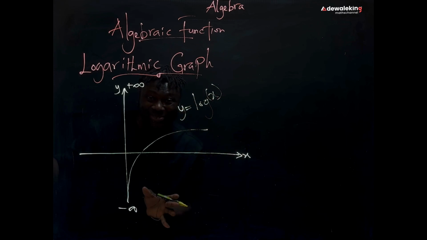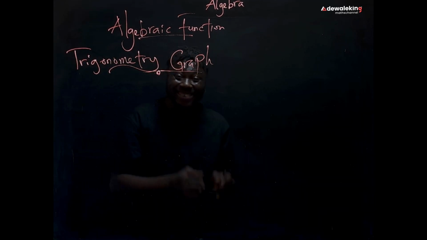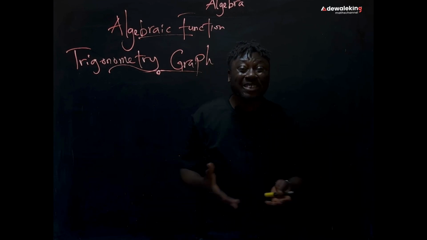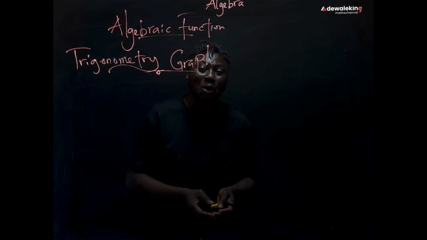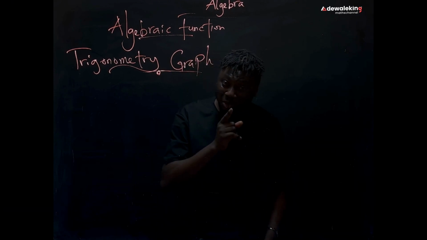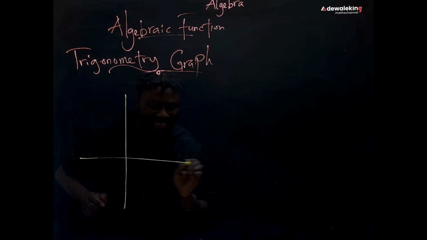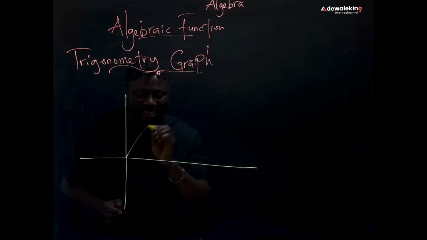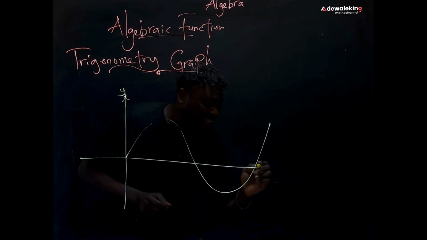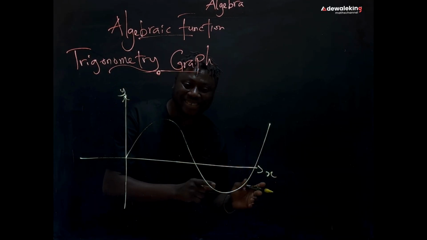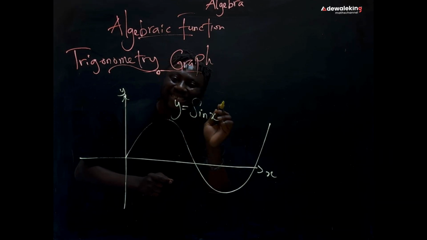This is the graph. And for the last graph, we have trigonometric graph. This graph has different shades, ranging from the sine graph, cosine graph, or the tangent graph. For sine graph, we have something like this. It can be like this, whereby this is y-axis and this is the x-axis. So this is the graph of y is equal to sine x.